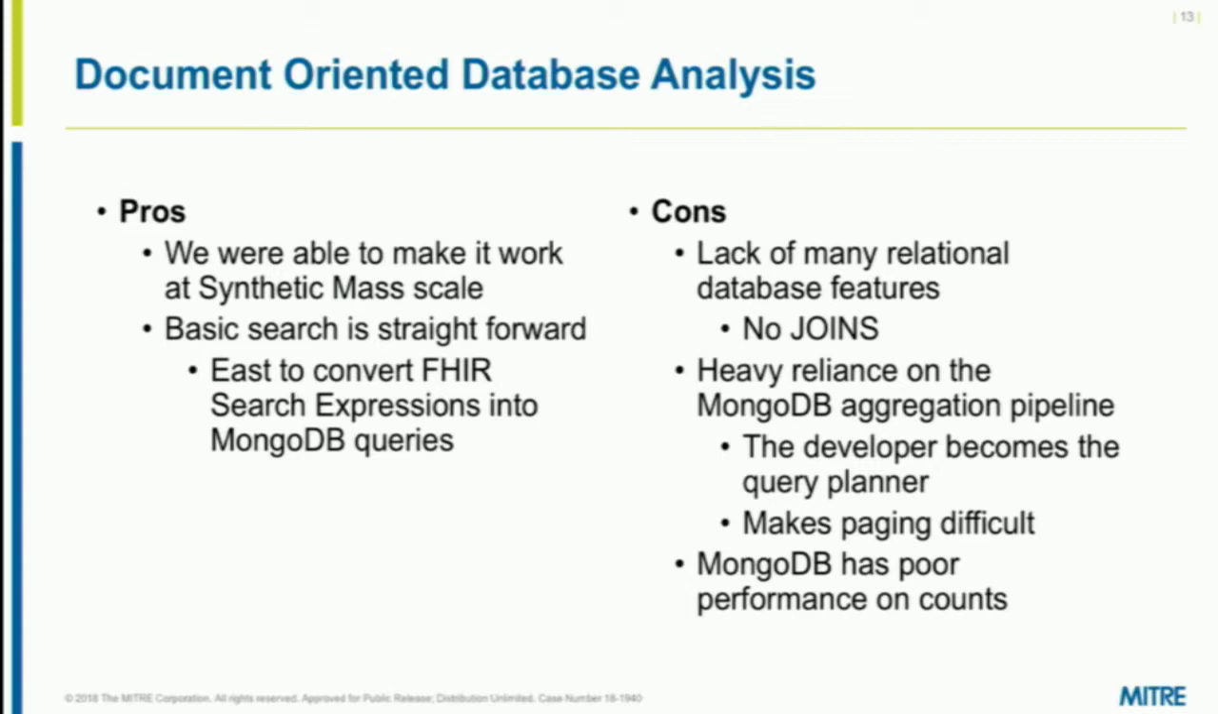However, now moving into the document-oriented database field, we felt the lack of many of the relational database features. And so we had no joins, which made doing things like reverse include, chain searches much, much more difficult. And what happens is that pushes you into the aggregation pipeline in MongoDB. And this isn't really a tutorial on MongoDB, but our observation on that was that essentially you have to create the pipeline for the query. So you're saying, okay, if I'm doing a chain search, I'm going to look at all the conditions first, and then I'm going to join that back into the patients, and so on and so forth.